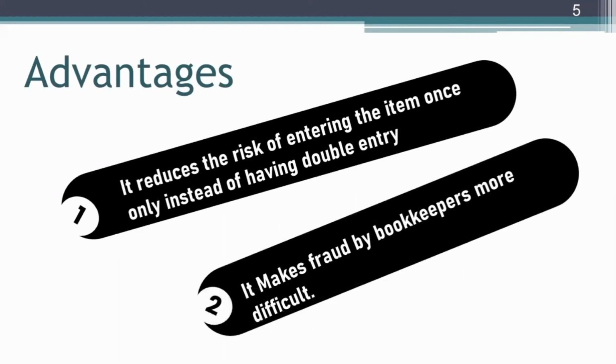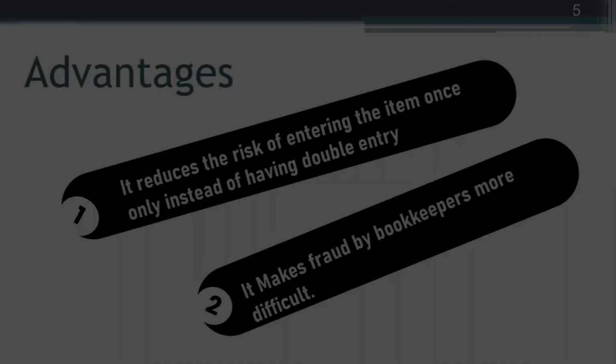Another is that it makes fraud by bookkeepers more difficult. Again, it makes fraud by bookkeepers more difficult. And those are the two advantages that we're zeroing in on for this lesson as it relates to your general journal.